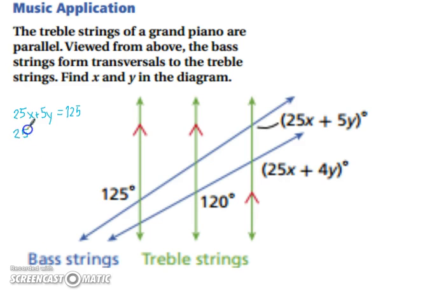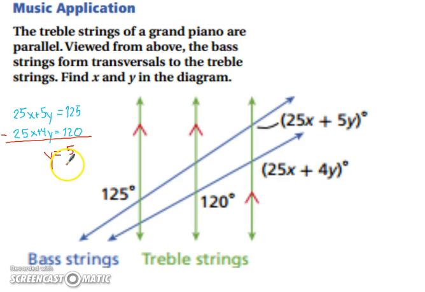So we have 25x plus 4y equals 120. Since we have two variables that we're trying to solve for, we're going to need to use this like a system of equations. So we're going to subtract our bottom equation from our top because we want to eliminate one of the variables. If we subtract 25x minus 25x, it eliminates that. Then 5y minus 4y leaves us with a single y, and 125 minus 120 gives us 5.